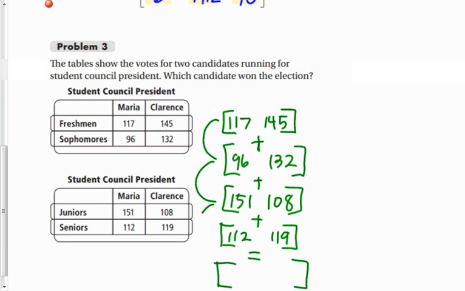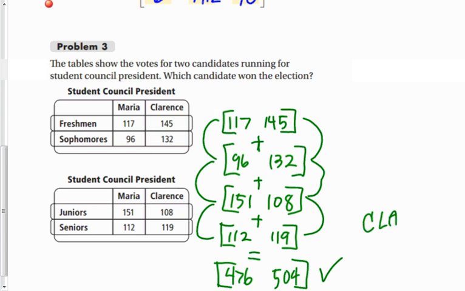Now I'm just going to add all the corresponding elements of the 117, 96, 151, and 112, all the ones that are represented by Maria's votes. And that gives me a total of 476. And then all the ones represented by Clarence's votes, add those up and I get 504. And then we get one nice little matrix that compares the 2 of them, and we can see that Clarence won this election. All right, you try that.